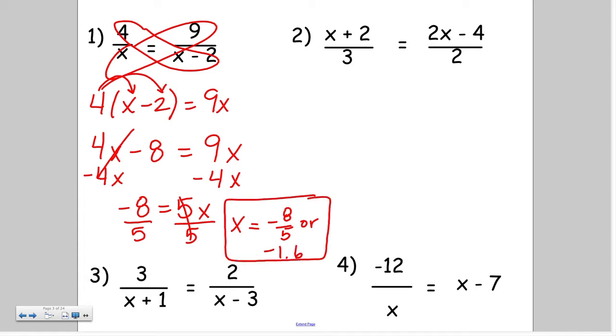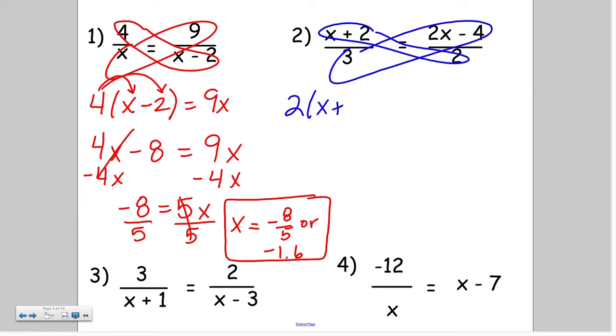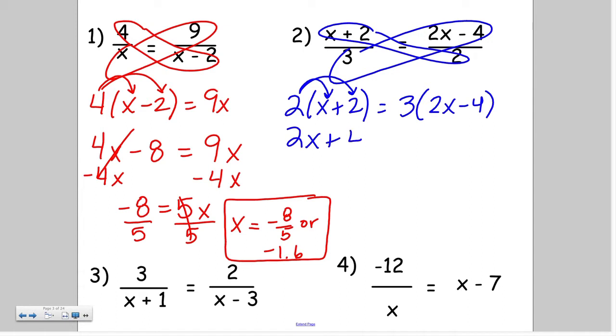Okay, number 2. We've still got fraction equals fraction. We're going to cross multiply. And it doesn't matter which one you write first. You could have done 3 times 2x minus 4 on the left side, so on and so on. It doesn't matter. Now we're going to distribute. Distribute again.